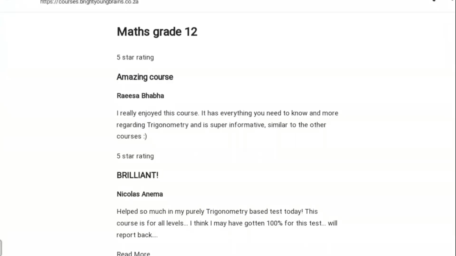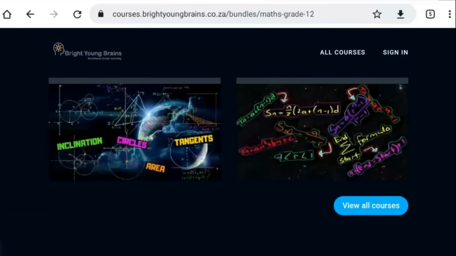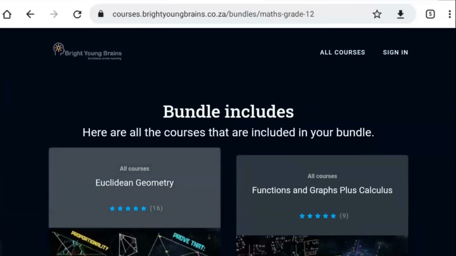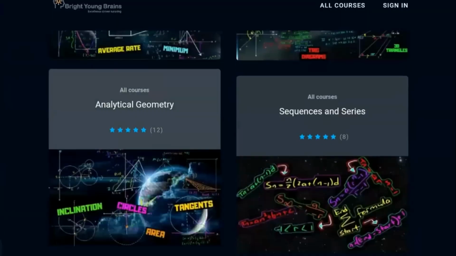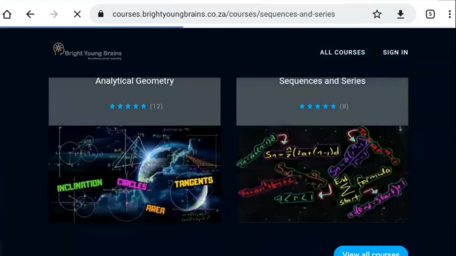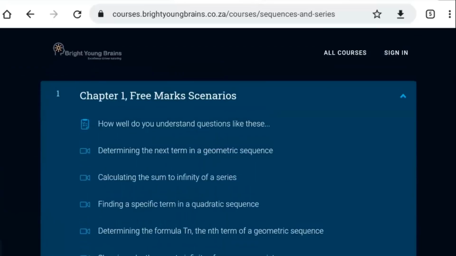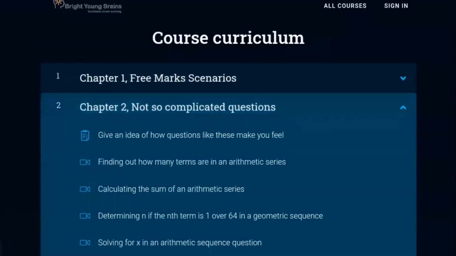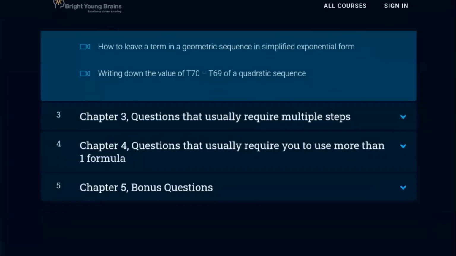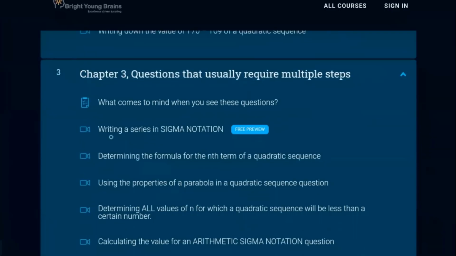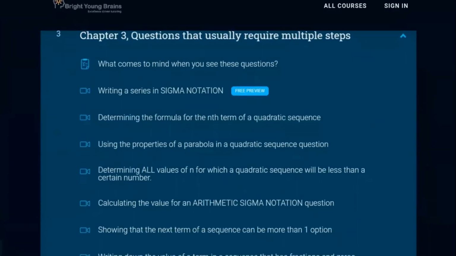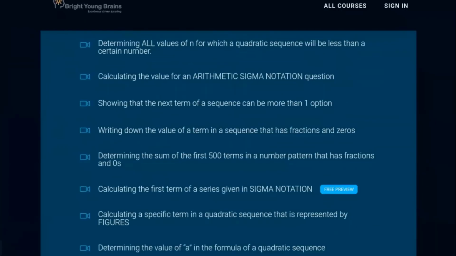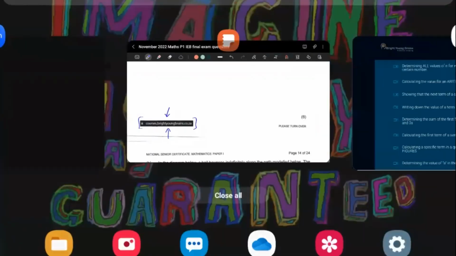So with all that being said, if you see here, the bundle has the entire syllabus. And what we're talking about now is inside the sequences and series course. The sequences and series course, as you can see, has 5 chapters. The kinds of questions we're talking about now are the kinds you normally find in chapter number 3, where you have sigma notation questions. See here, more sigma notation questions. But anyways, let's carry on with this question.